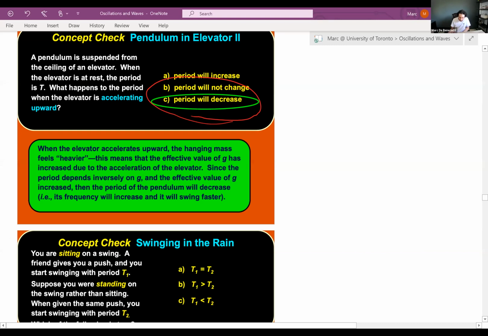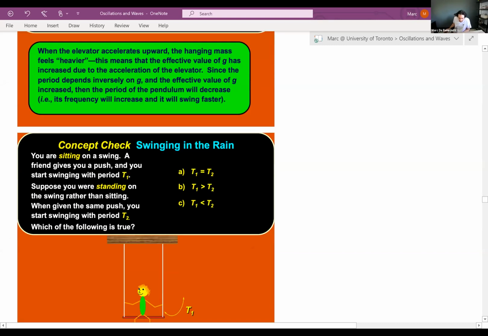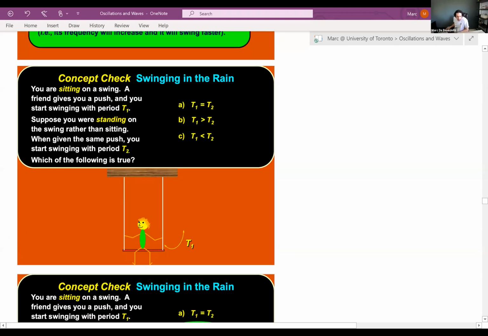Okay, next one. You are sitting on a swing. A friend gives you a push and you start swinging with period T1. Suppose you were standing on the swing rather than sitting. I'm sure we've all done this before. We were all teenagers once.